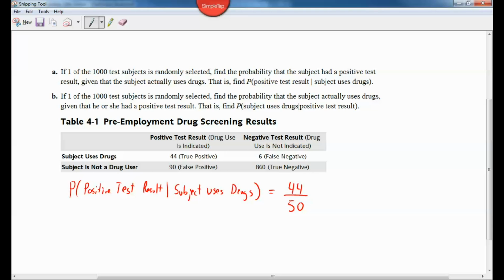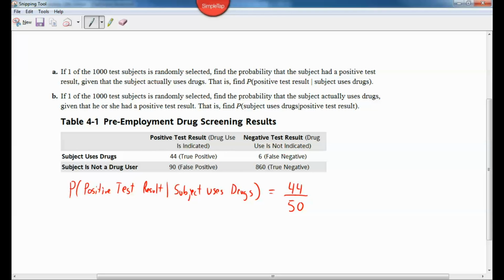That's how we can think about it, you know, kind of with a math sense. This has already happened. The first part has already happened. We know that it's a positive test result. So just assume that's given. Out of all the positive test results, what's the probability of getting a subject that uses drugs? 44 out of the total 50.